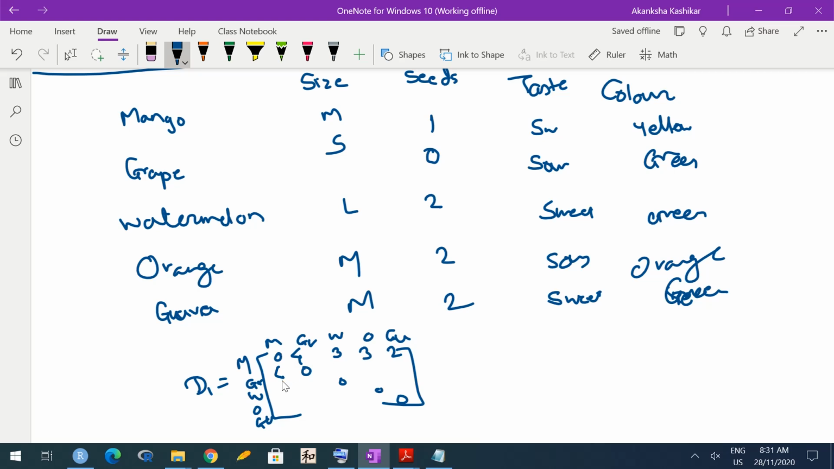This I directly have. Grape to watermelon. So this is not matching, this is not matching, this is not matching, but the color is matching. So 3 are not matching. Then grape to orange. No, no, sour, sour is matching. So again 3. Then grape to guava.